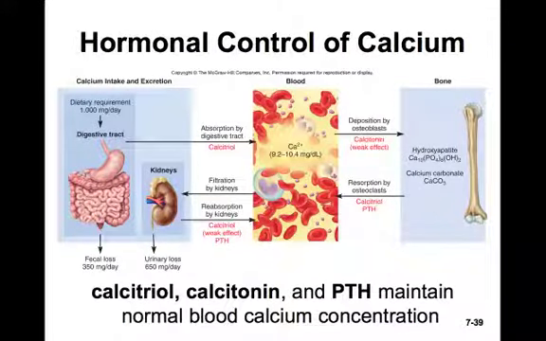Let's take a look at that. So here we'll see calcitriol. Calcitriol is increasing absorption of calcium from the digestive tract and into the blood. Here's the blood. And increasing kidneys' retention of calcium so that we keep more in the blood. We also see that calcitriol is involved in resorption by the osteoclasts. So osteoclasts release calcium from the bone and put it into the blood.